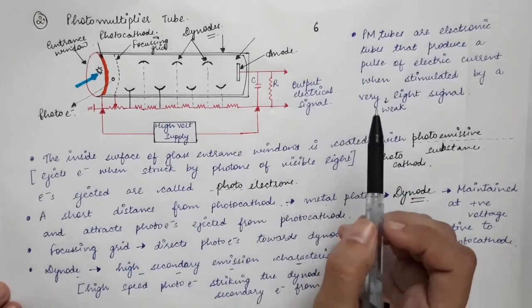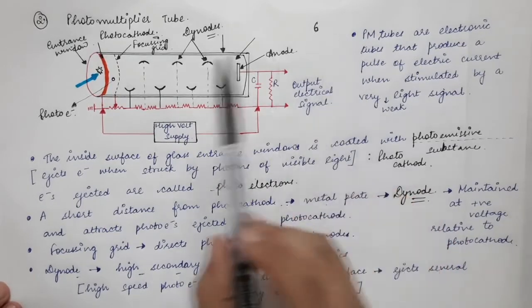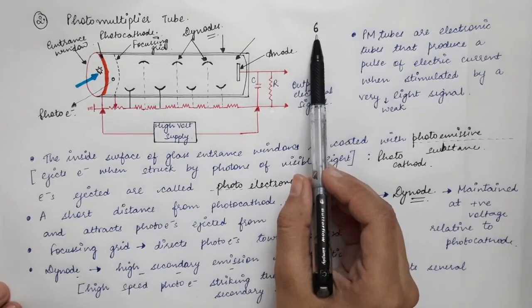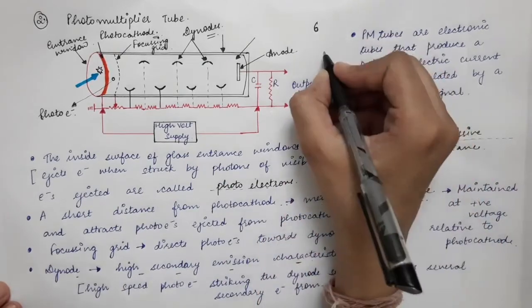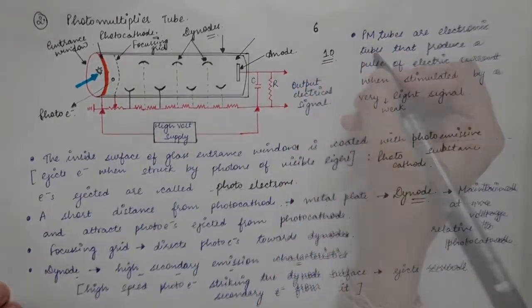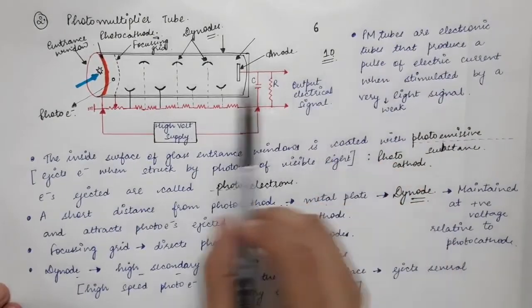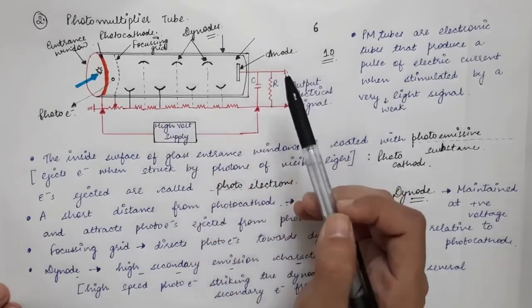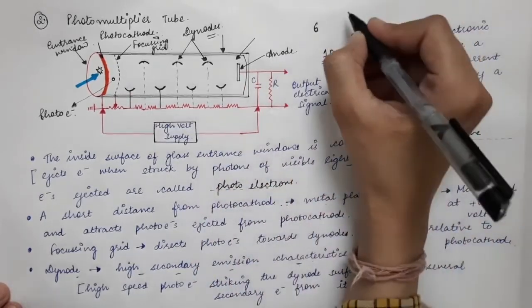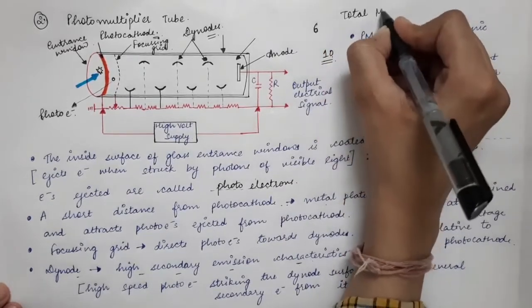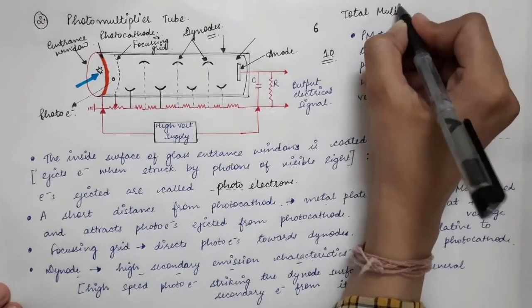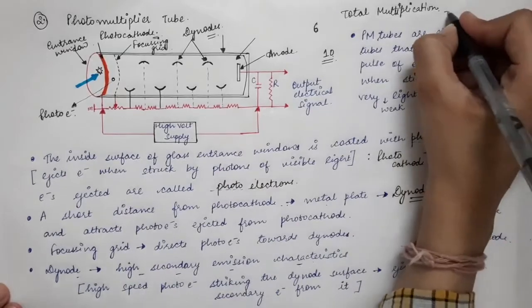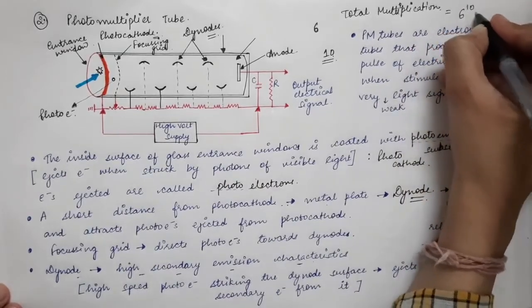So let's say the average multiplication factor of each dynode is equal to 6, and let's say you have in total 10 dynodes. It's just an example. So what will be the total multiplication factor? The total multiplication factor for this PMT will be equal to 6 power 10.